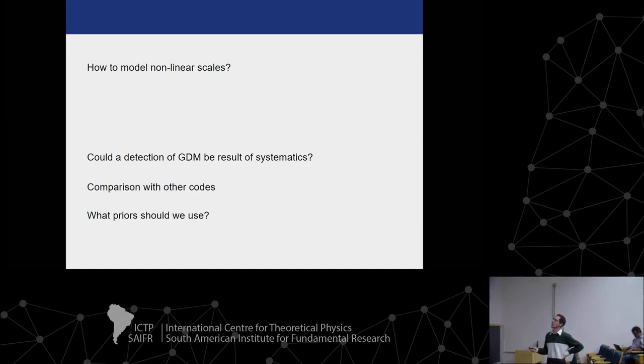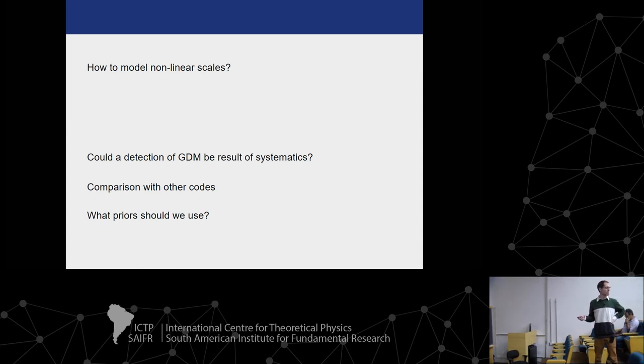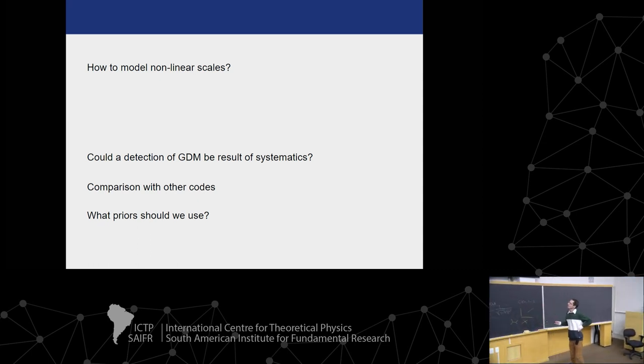First, how to model nonlinear scales in our model, in our generalized dark matter parameterization. Second, could the detection of generalized dark matter be a result of systematics, like errors on photo-zs, or maybe a result of some intrinsic alignment of galaxies that we didn't take into account properly? Yeah, this is obvious. We have to compare our code with other codes.